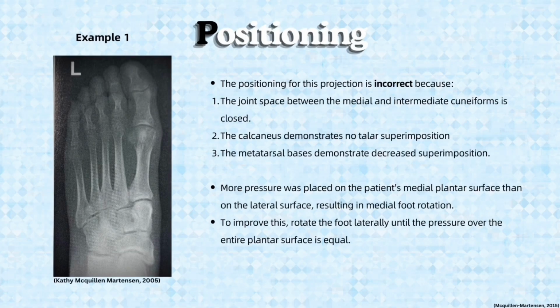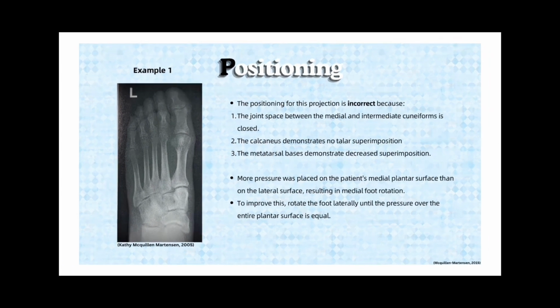Now let's evaluate the positioning of this radiograph. The positioning for this projection is incorrect because the joint space between the medial and intermediate cuneiforms is closed when it should be open. The calcaneus demonstrates no talus superimposition when it should be approximately 2 cm without superimposition with talus. And then the metatarsal bases demonstrate decreased superimposition. This means more pressure was placed on the patient's medial plantar surface than on the lateral surface, resulting in medial foot rotation. To improve this, rotate the foot laterally until the pressure over the entire plantar surface is equal.